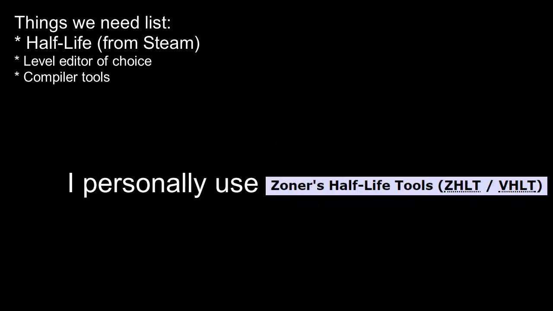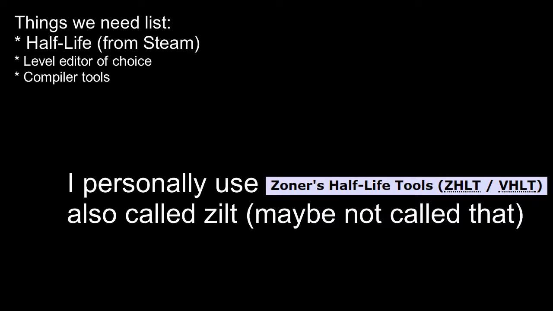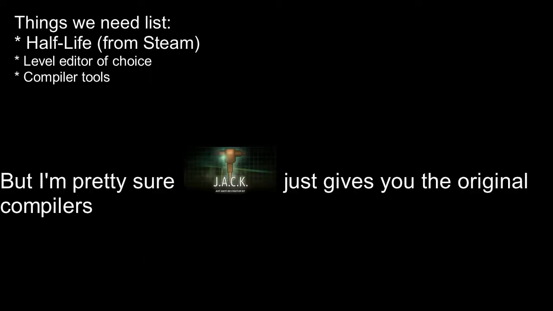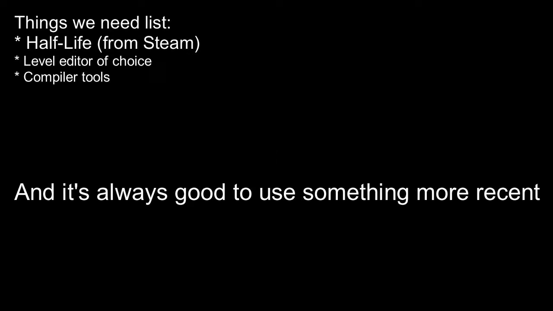I personally use the ZHLT compiler tools, also called ZHLT. You can use the compiler tools that came with your editor, in this case J.A.C.K, but I'm pretty sure J.A.C.K just gives you the original compilers from the game, and it's always good to use something more recent, but don't quote me on that because that could be wrong.